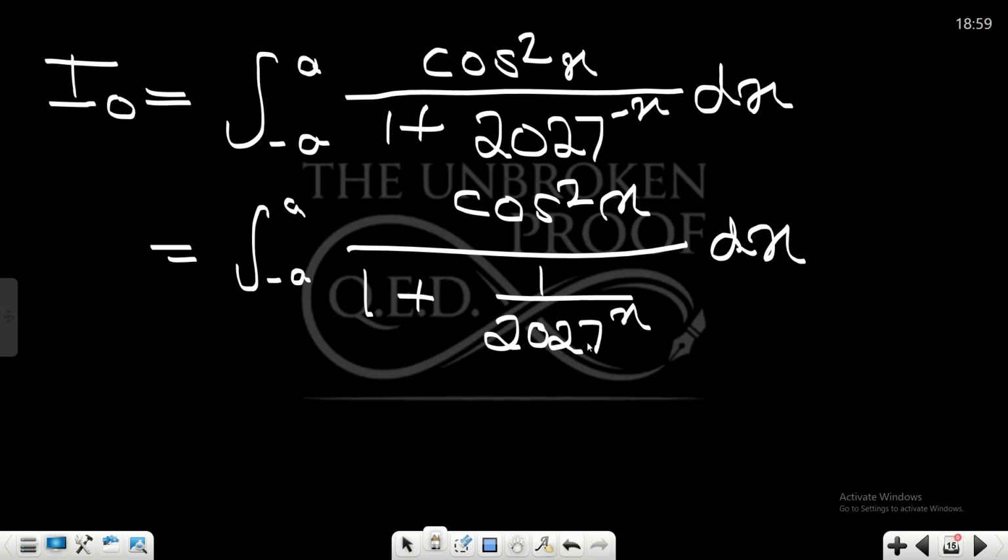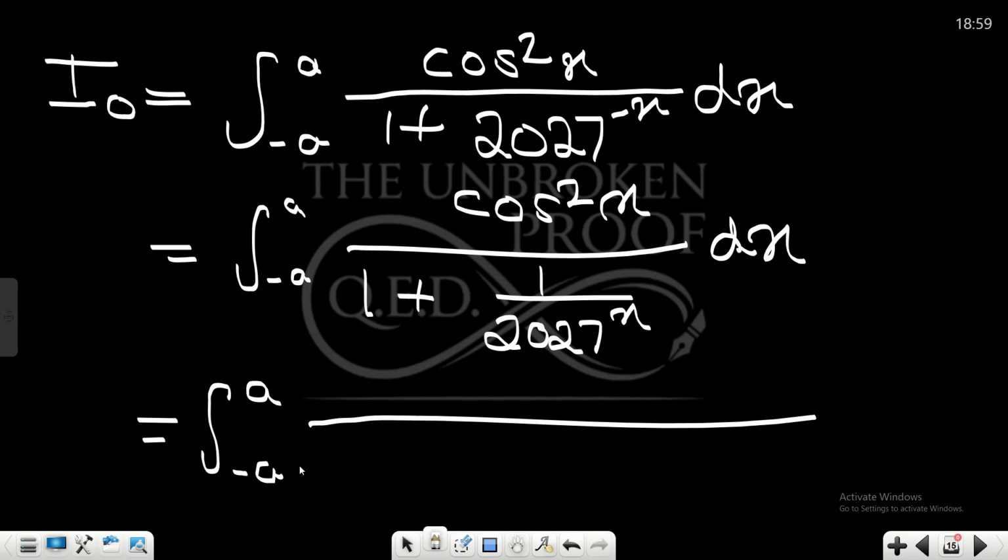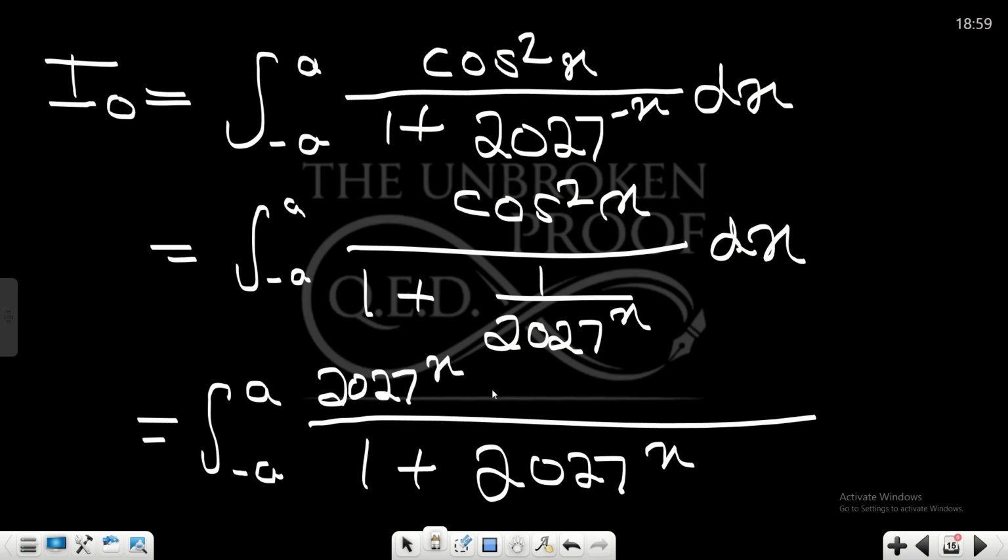Now if you take LCM and take these denominator to the numerator, you will get something like this: minus a2 plus a integral, and 27 power x plus 1 or 1 plus 27 power x, both are the same thing. So I will write it as 1 plus 27 power x, and here you will get 27 power x into cos square x, and you will have a dx over here, and this is your I naught.